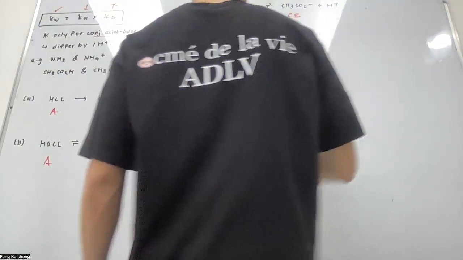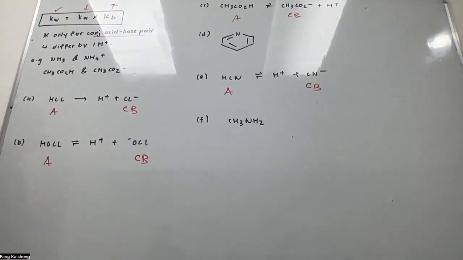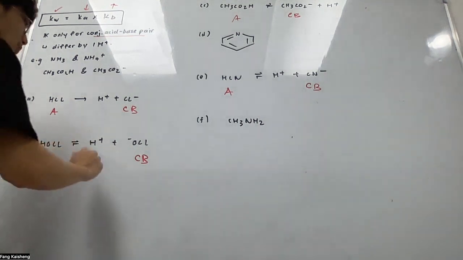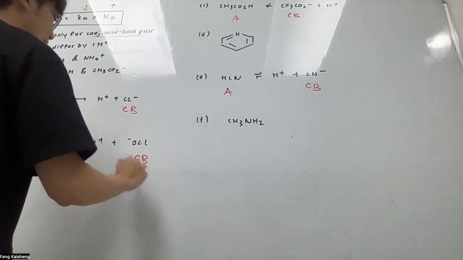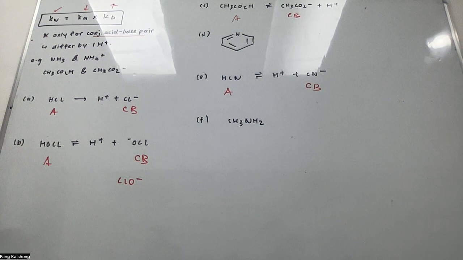I'm not going to talk about D and F yet. You can check the rest of your answers. Specifically part B. You probably have never seen what OCl minus is before, but it does exist. It should by right be ClO minus, for your own information. They will usually write it in this format.